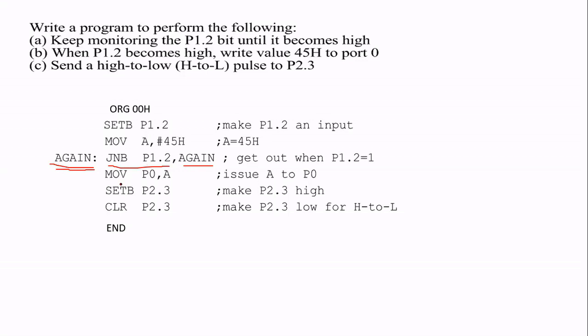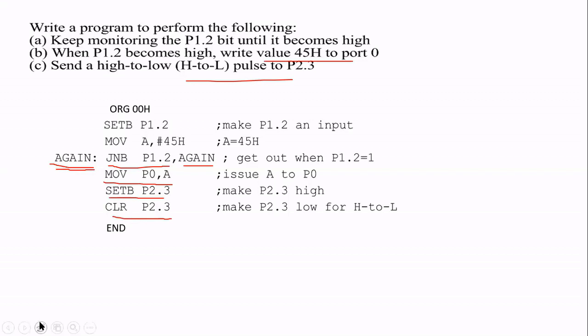So once it comes out of the loop, what does it have to do? The second thing we need to do is move 45H to port 0. So here A has 45, that is moved to port 0. And then the third thing we need to do is send a high to low pulse to P2.3. So SETB P2.3 and CLR P2.3 will send a high to low pulse to port P2.3.